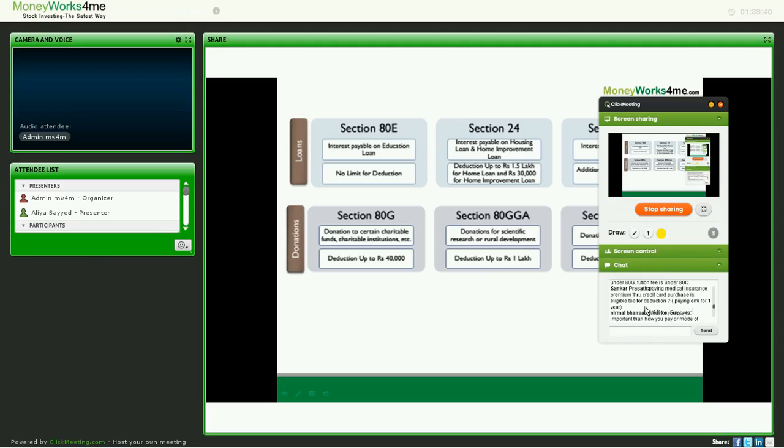Mr. Shankar Prasad asked: is paying a medical insurance premium through a credit card purchase eligible for deduction, paying EMI for 1 year? Yes, this is eligible for deduction under your income tax. Basically, you will have to submit proof of your medical insurance. Irrespective of how you pay it, it will be available for deduction, subject to a maximum limit of 15,000.